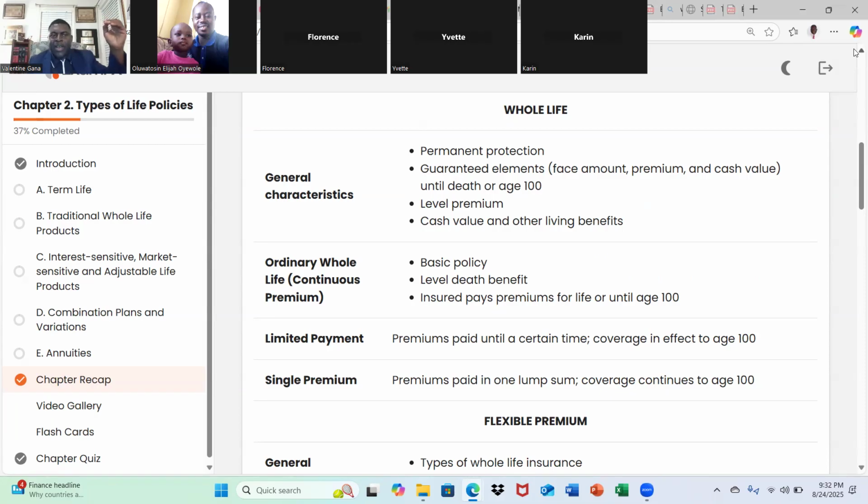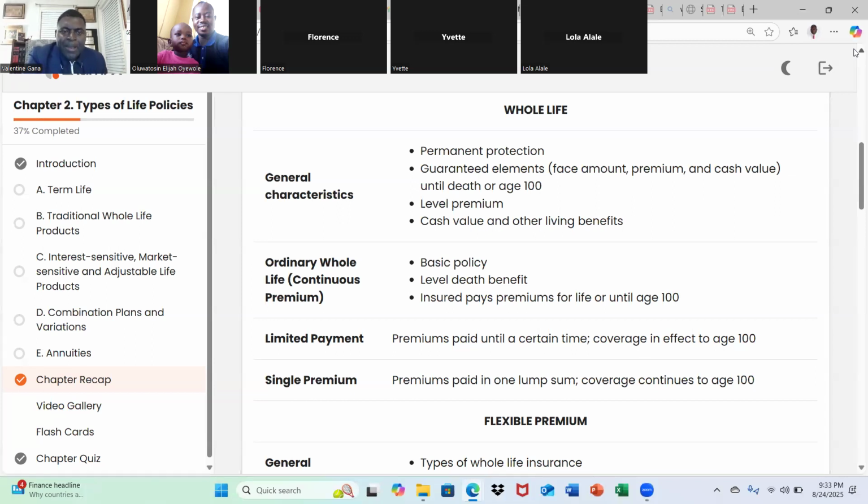The initial face value is the initial death benefit of the policy. The current death benefit is the initial death benefit plus the growth in cash. That investment component. People don't like to use that word investment, but that is the growth of equity in that policy.